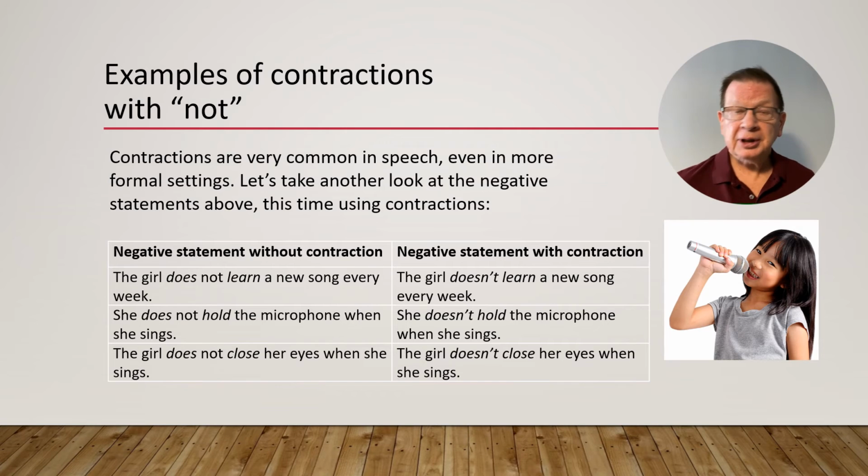Let's take another look at the negative statements above, this time using contractions. First, we'll read the negative statement without a contraction and then with a contraction. The girl does not learn a new song every week. The girl doesn't learn a new song every week. She does not hold the microphone when she sings. She doesn't hold the microphone when she sings. The girl does not close her eyes when she sings. The girl doesn't close her eyes when she sings.